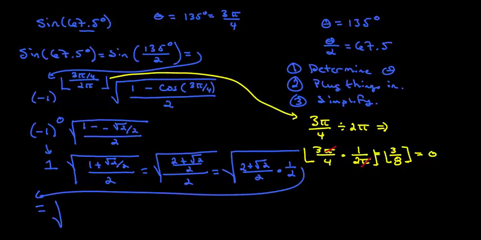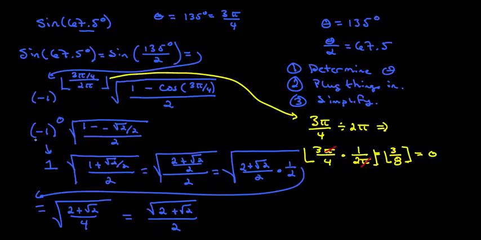So that's going to be the square root of 2 plus the square root of 2, over 4. If we distribute that square root into both pieces, we get this. And now we can't cancel this with this. We're stuck at this point.